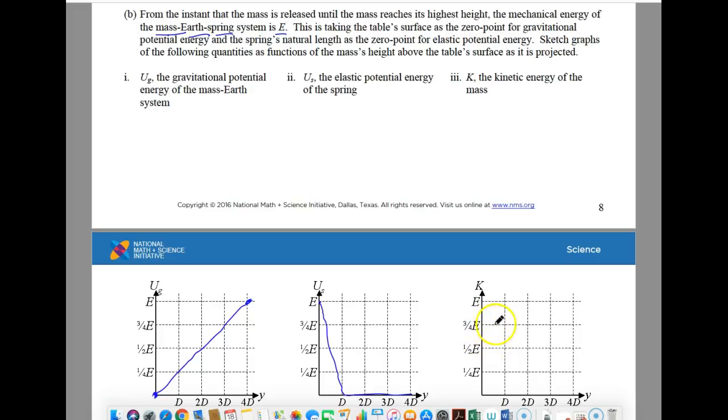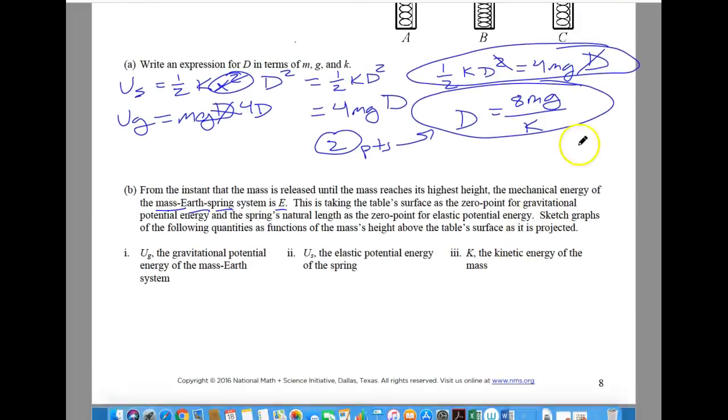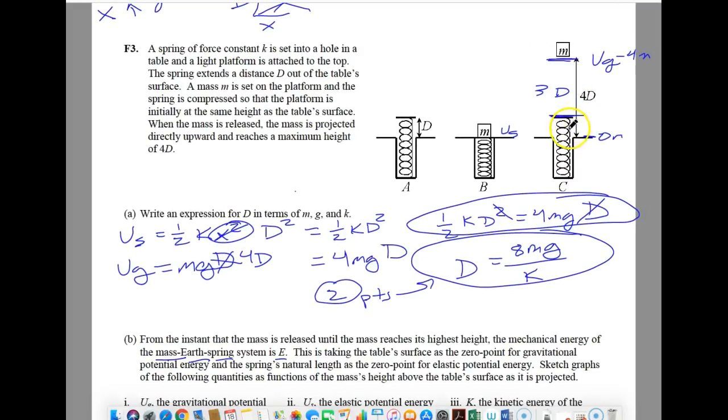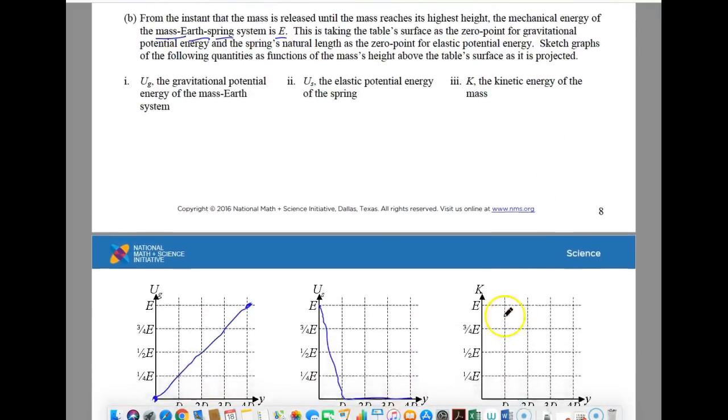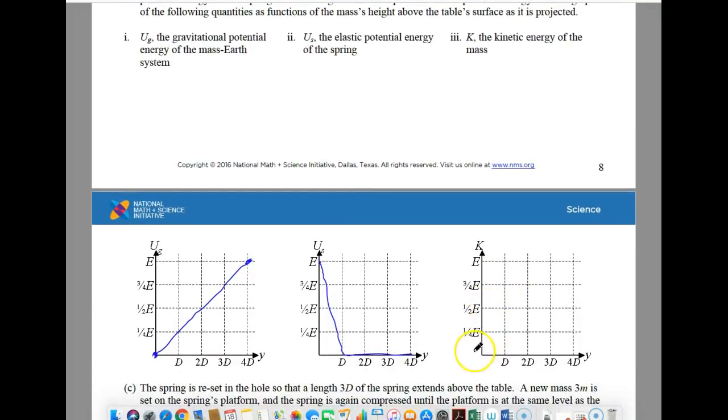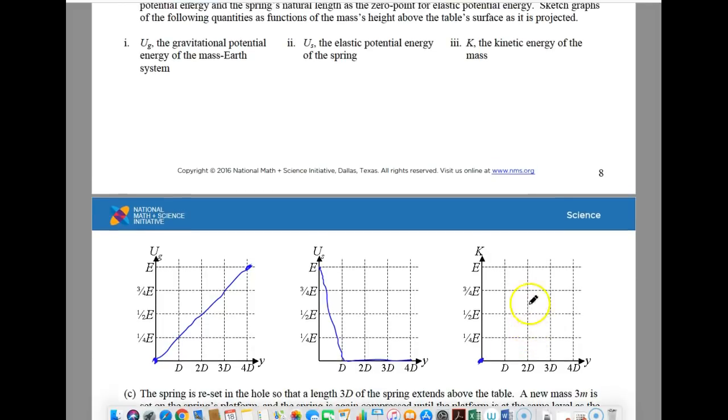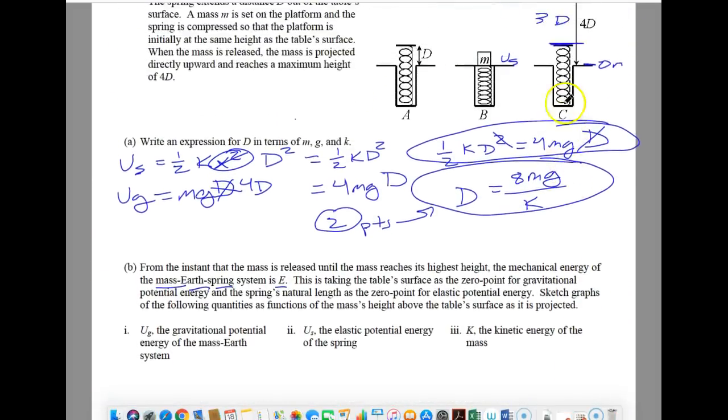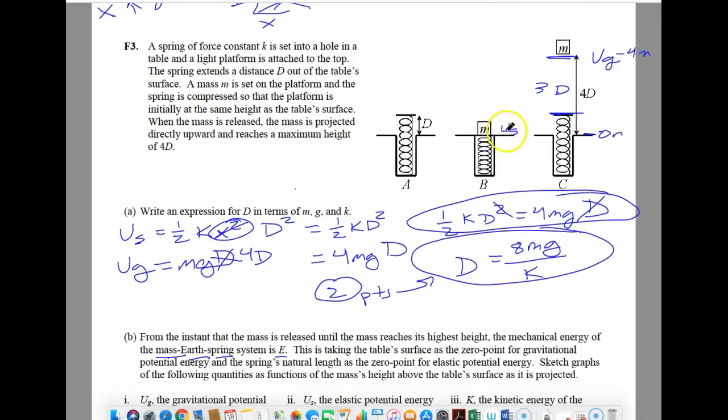And then this is the tough one. This is the one where you have kinetic energy. And if we scroll back up, you're going to notice that the kinetic energy does start. Okay, the kinetic energy does start. And if you come back here, it does start here at 0 because there isn't any. But then you do get kinetic energy at the instant that it starts to move up.